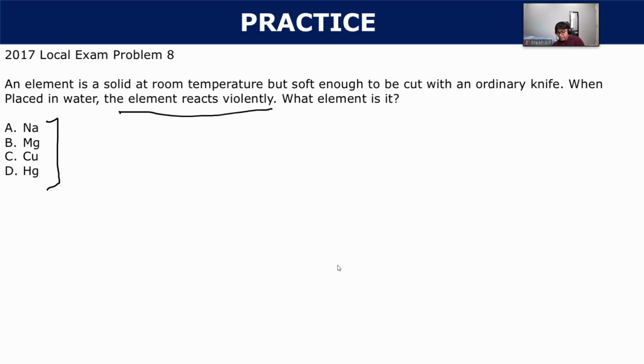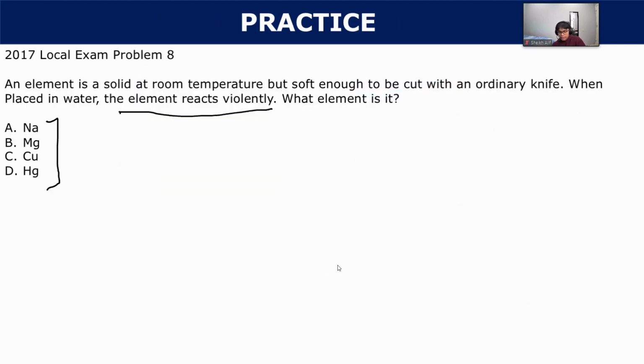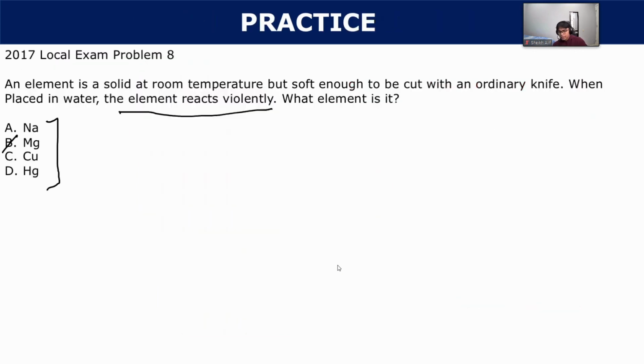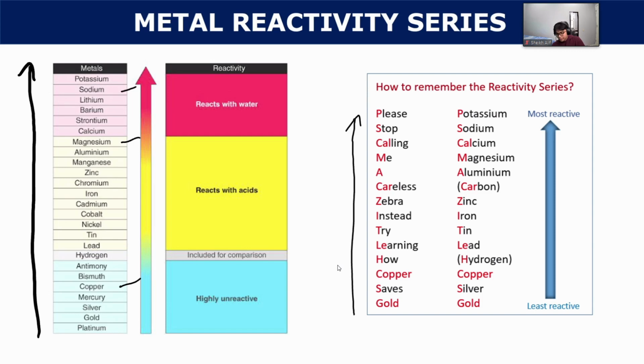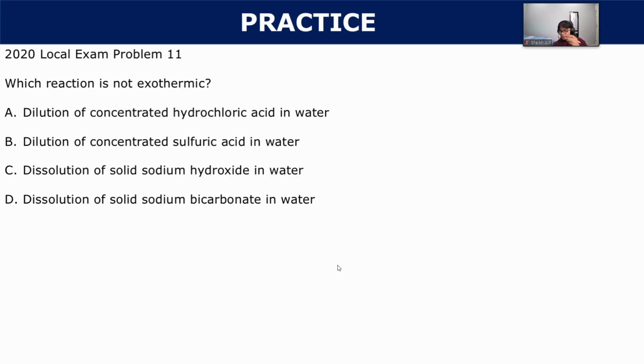Let's take a look at magnesium. Magnesium is actually down here, and it's not really that reactive, so we can cross that off. Copper is way down. Where is it? Yeah, copper is right here, so that cannot be it. And then mercury. Where is that? Oh, mercury is right here. It took me so long to find that. But regardless, it's not going to be reactive. And so the only answer choice that we're left with is sodium, and that is actually the answer. Let's take a look at the next one.